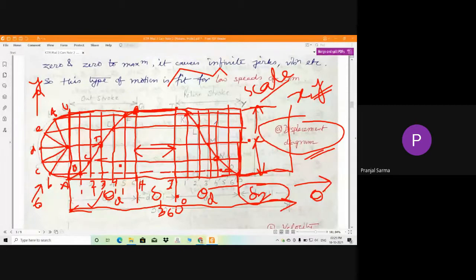Okay. So then actually after drawing the displacement diagram, we go for the velocity and acceleration diagram. But already in the last class, we have discussed how to get the velocity as well as the acceleration diagram for this particular case. So it is basically an SHM motion, that is also actually over.